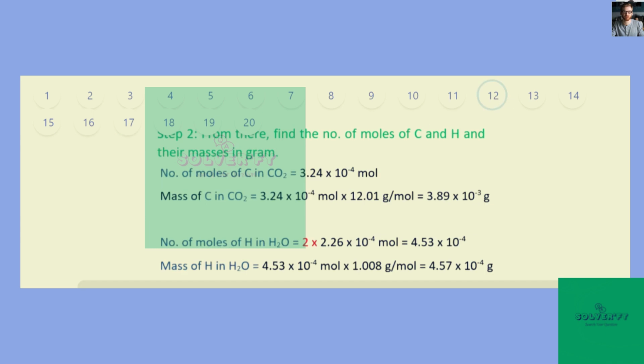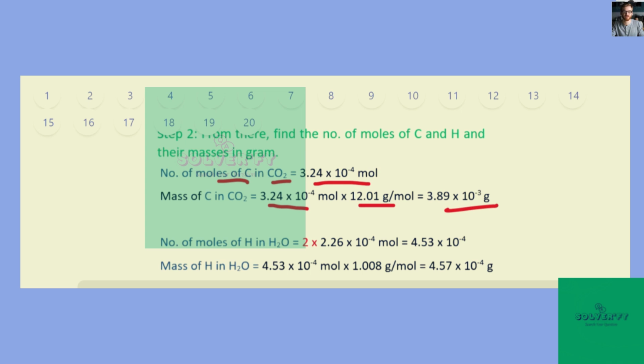And then again we find out the number of moles of carbon in CO2, which is the same as the number of moles of CO2, as one molecule of CO2 contains one atom of carbon. That means the number of moles of CO2 is the same as the number of moles of C. And from the number of moles of C, we find the mass of C in CO2. We just multiply this number of moles by the molar mass of carbon to get the mass of carbon produced.